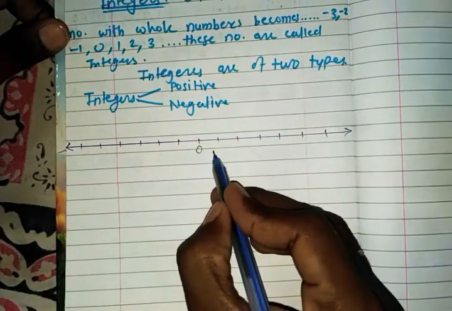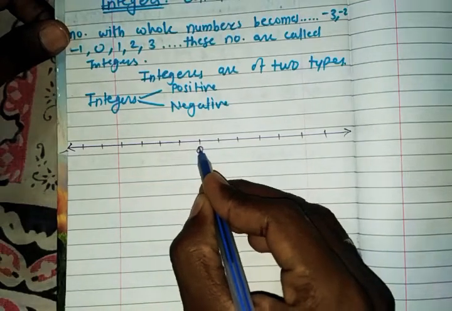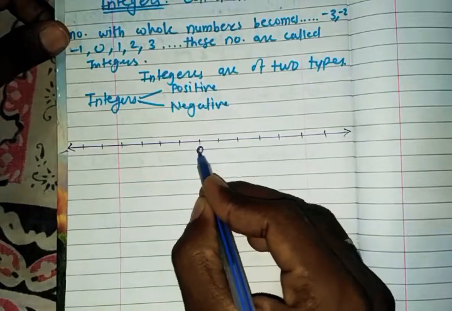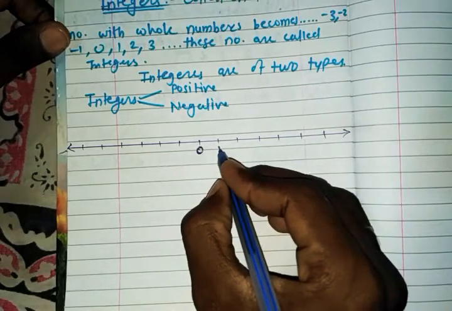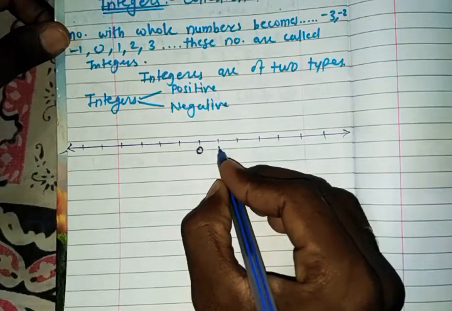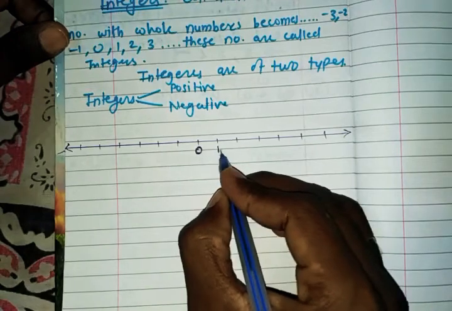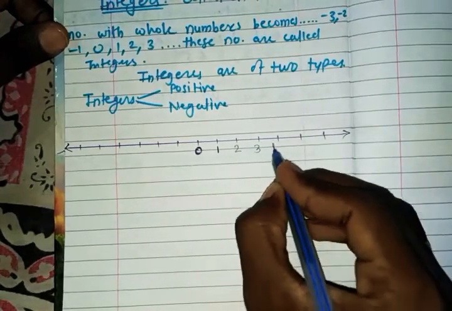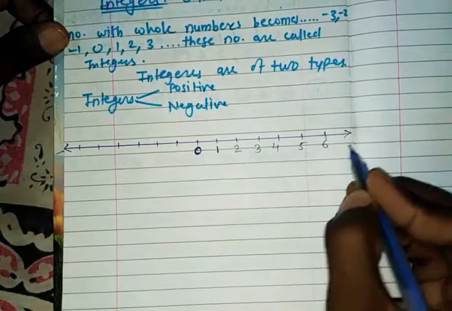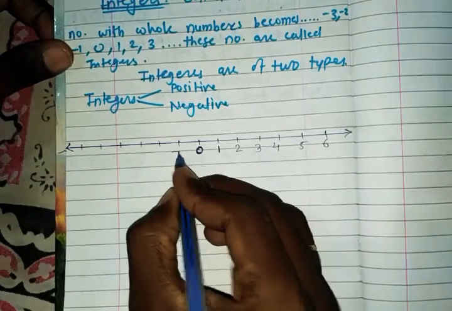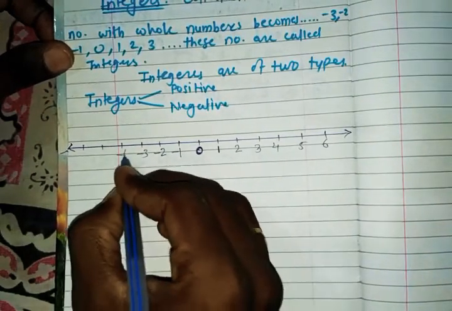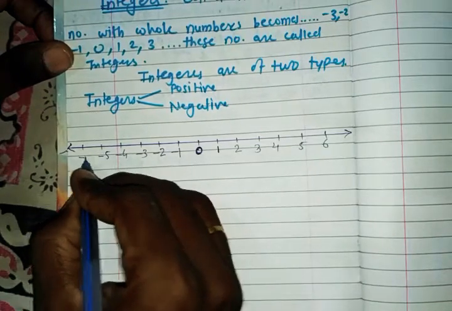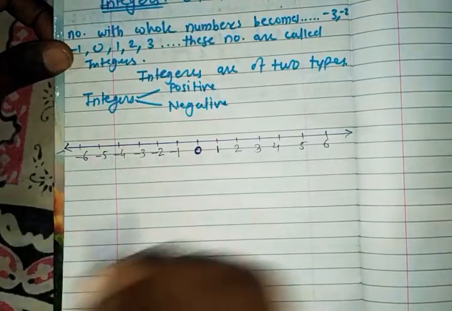In the middle of the number line, there is the number 0. On the right hand side, the positive numbers are situated, right? 1, 2, 3, 4, 5, 6. On the left hand side, they are negatives: -1, -2, -3, -4, -5, and -6.